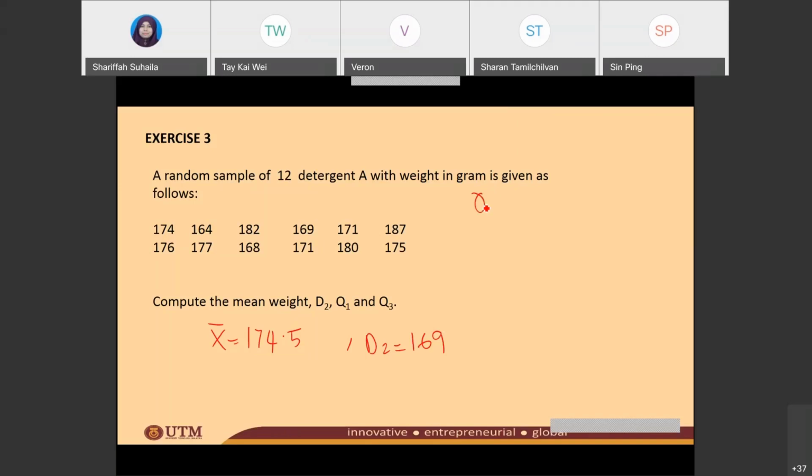So Q1 you can change to P25. So that means 25 divided by 100 times your total number of observations. So that means this one, 3. So quartile 170. Okay, Q1 is 170. Okay, thank you. Okay, Q3, 178.5.